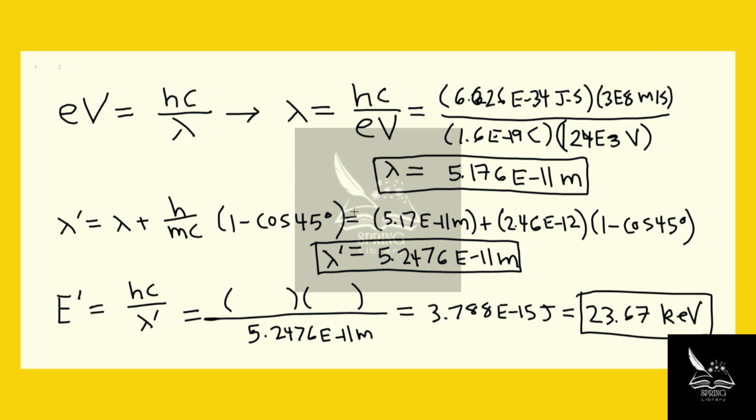So there we have it. We were able to, using just simple energy conservation, assuming that the potential difference gives all its energy to the created X-rays, find the initial lambda. We can use the scattering equation with a known angle to find lambda prime. And from lambda prime, we can easily find the energy of our post-scattered X-ray.